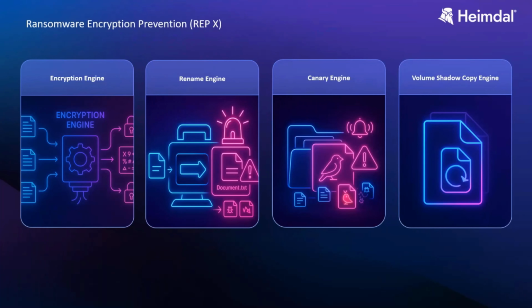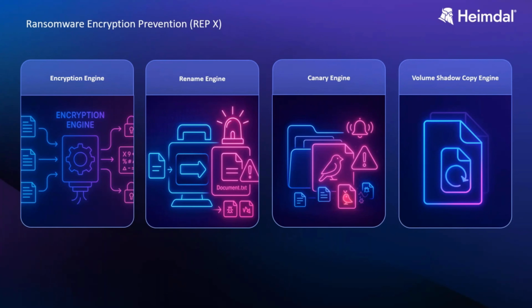Ransomware encryption protection has evolved. We now have 4 different engines built into REP. We've got the encryption engine that's detecting any suspicious encryption attempts on any endpoint. This includes file reads, writes, renames, and deletes.